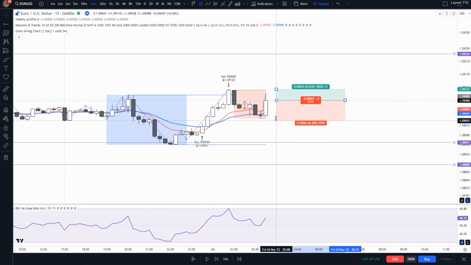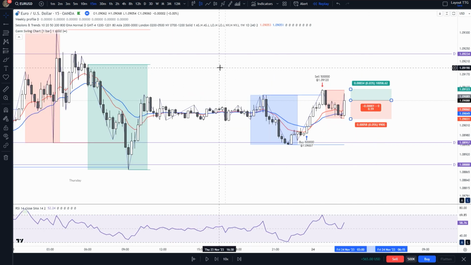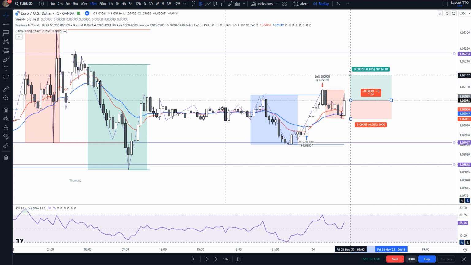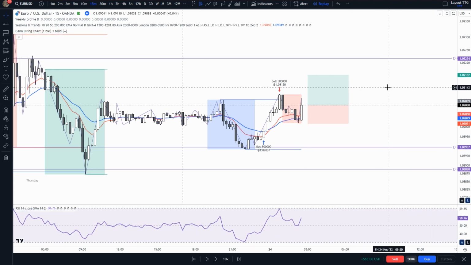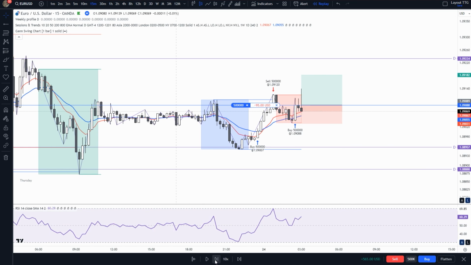In one of the next videos we will talk about stop losses and take profits. For now I'm just trading here with a tight stop loss in the London session and then most likely close the trade. Because in the New York session we either get a reversal or a continuation, but we don't know yet.